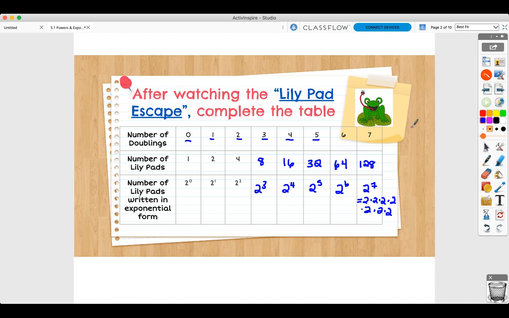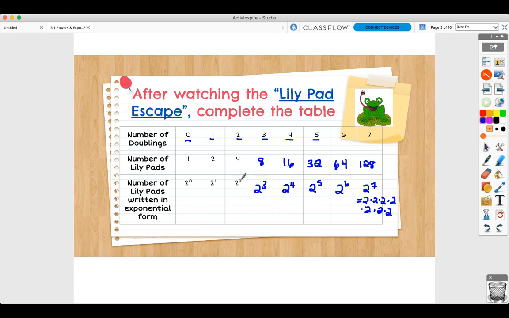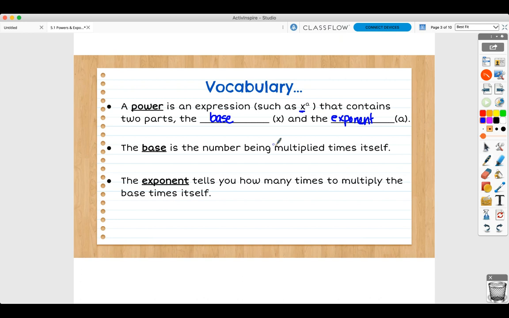All right, let's take this concept of exponents and powers into the next slide. A power is an expression such as x to the a that contains two parts: the base, which is this number over here, and the exponent, the small number over there. That's your exponent. A base is a number being multiplied times itself. Just like we had in the lily pad, our base was what? Our base was 2, because that's what you're multiplying by itself.